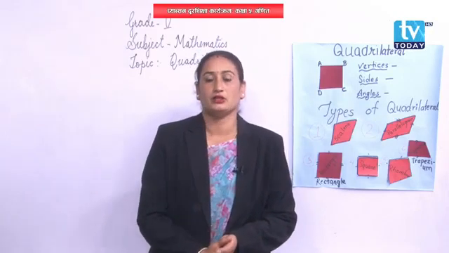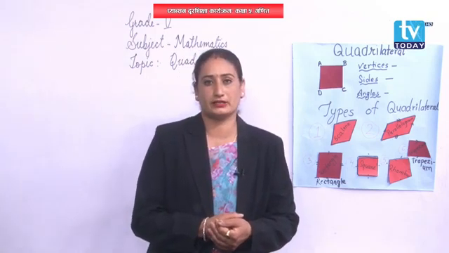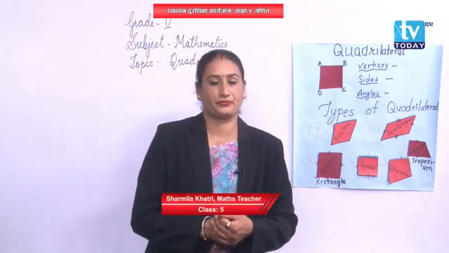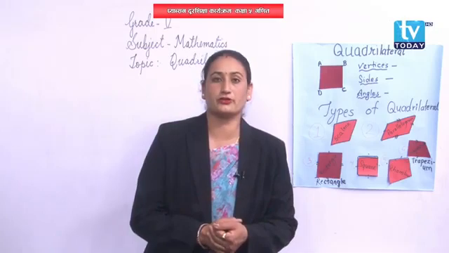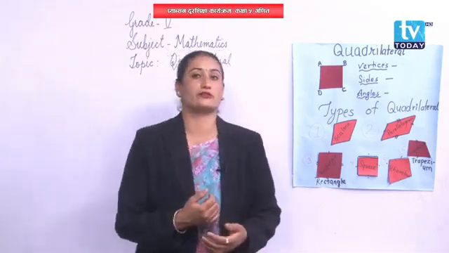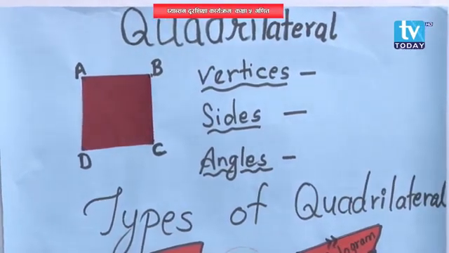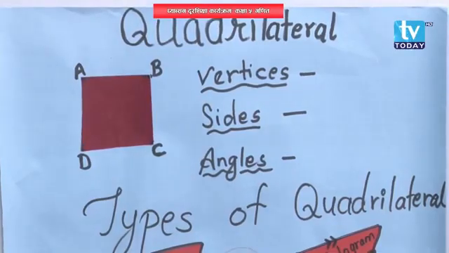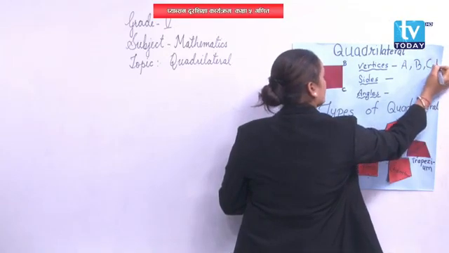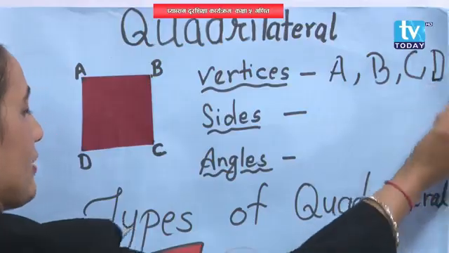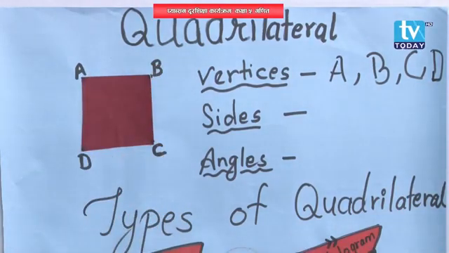Okay, so there are 4 lines. They are bounded with each other in 4 vertices, and there are altogether 4 angles. So you have to know which ones are the vertices, which ones are the sides, and which are the angles. So let's write over here. Vertices we can easily write A, B, C, D. So here are the points. You can write it by yourself: A, B, C, D. These are the vertices.